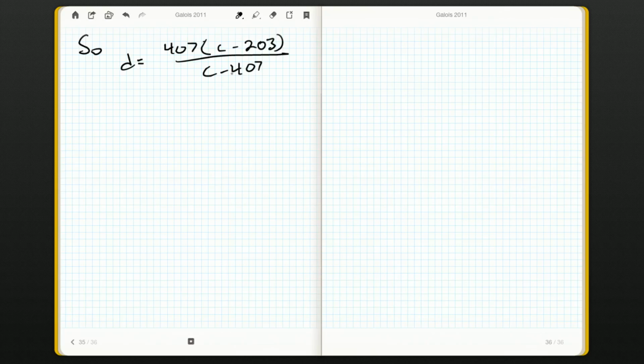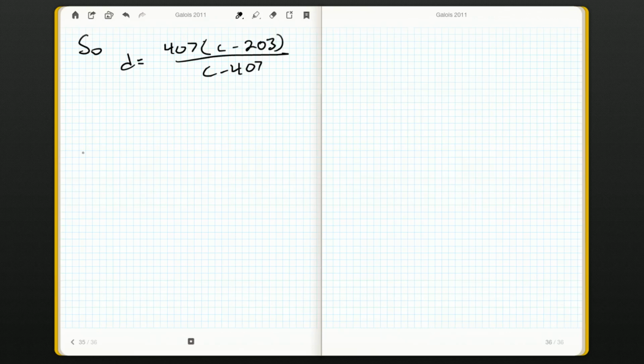407, just out of curiosity, is that a prime number? So the square root of 407 is about 20, so I'll just divide 407. Does that divide by 11? Yeah, it does. It's 37 by 11. What to do.